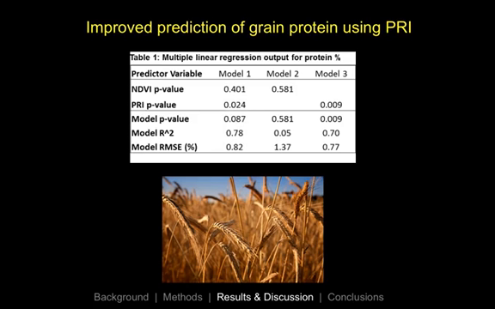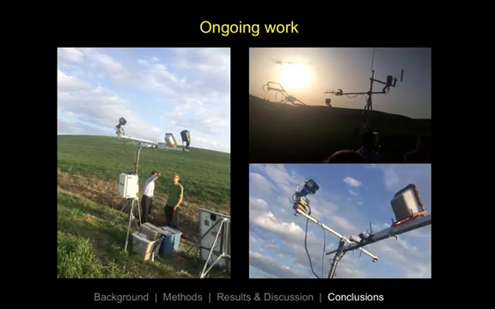But if we combine the PRI with NDVI, we also see that PRI is really the only significant predictor here. Our model does improve, but not substantially. And I think, although this is preliminary analysis, this could suggest that PRI could be used to monitor stress during that very important grain fill period in these hard red wheats to try to get an idea of what the protein concentration could be in the grain.